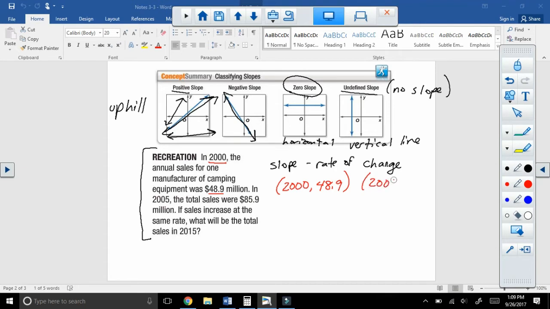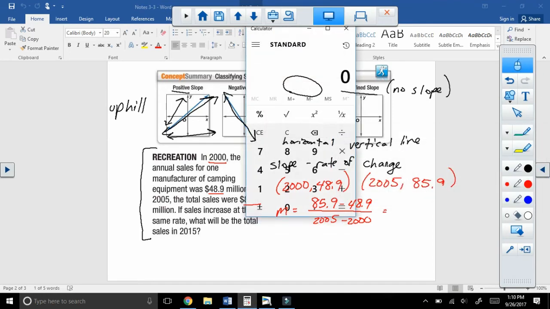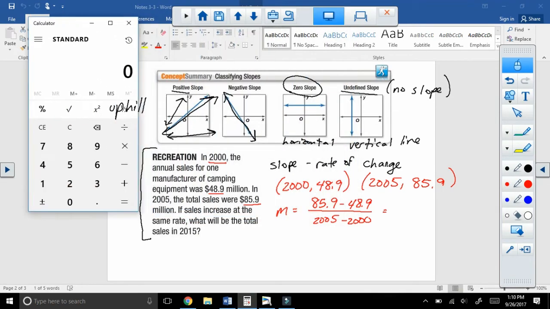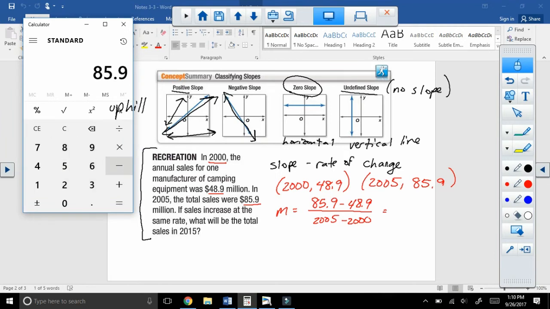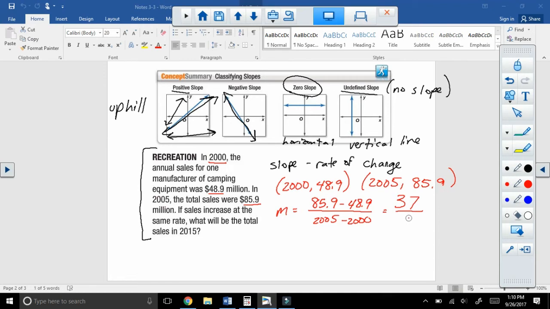And in the year 2005, it says that it was 85.9 million. So I can think of this as a rate of change, how many millions of dollars it's going up each year, and I can use the slope formula to calculate that. So I have 85.9 minus 48.9, and then 2005 minus 2000. If you need to, go ahead and grab a calculator. I thought I could pull this up to show you better. So I have 85.9 minus 48.9 to get 37, and that's over 5 years.